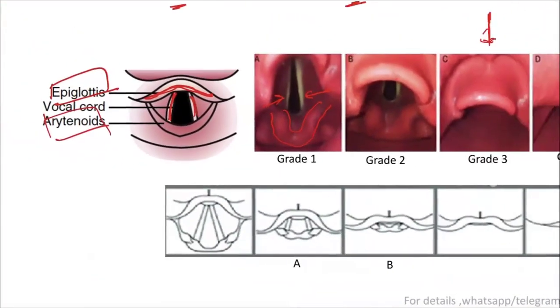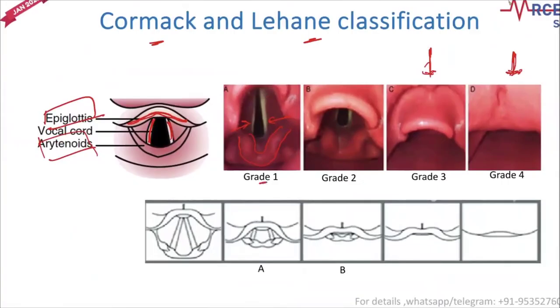There is a classification. If it is grade 1, it's a very easy intubation. You or I can easily intubate because you're visualizing the vocal cords. You just have to place the ET tube through the vocal cords. That's the best way to do it. So this is grade 1, where you're completely visualizing the vocal cords. Here in grade 2, you're just partially visualizing the vocal cords. That is known as grade 2A.